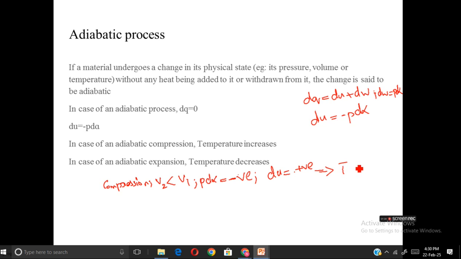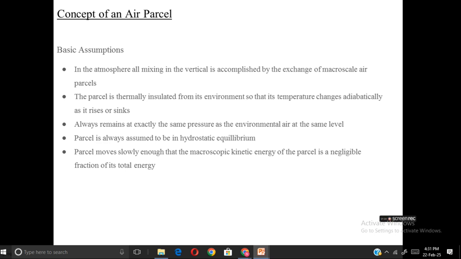An increase in the internal energy will lead to an increase in temperature. When we consider adiabatic expansion, which means V2 is greater than V1, then p dV will be positive, which means du will be negative, which implies a decrease in the temperature of the system. So in adiabatic compression there will be an overall increase in the temperature of the system, whereas in adiabatic expansion there will be an overall decrease in the temperature of the system.